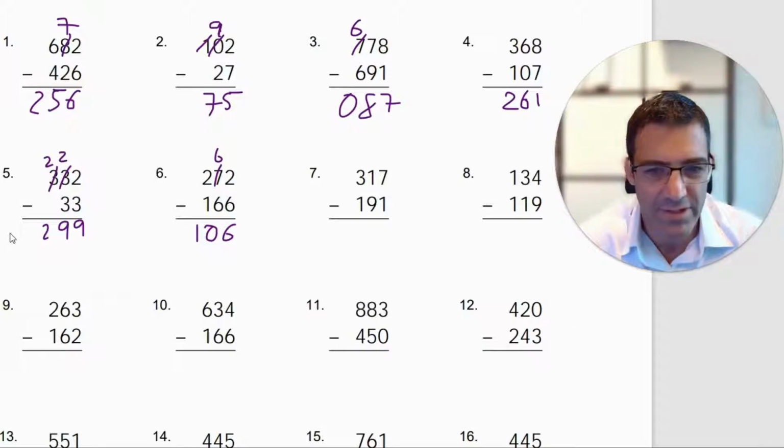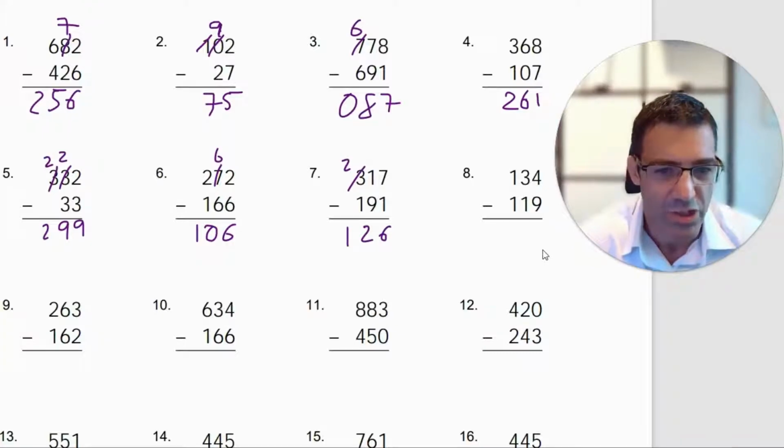Question 7. 7 minus 1 is 6. 1 minus 9, I cannot do that, so I need to borrow from the 3. And now I can say 11 minus 9, which is 2. My 3 became a 2. 2 minus 1 is 1.